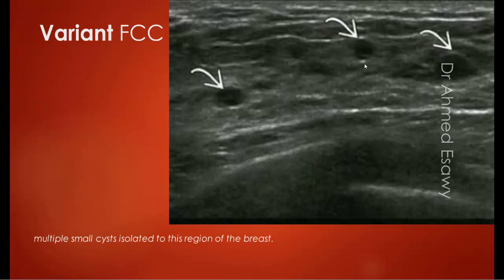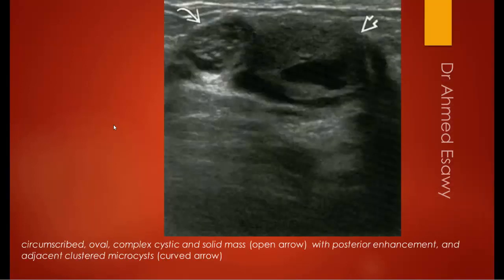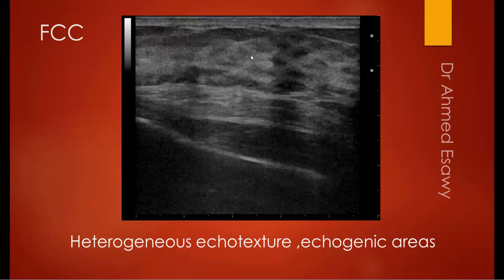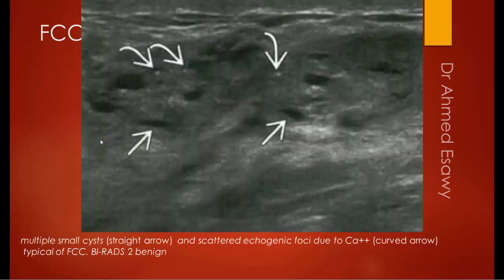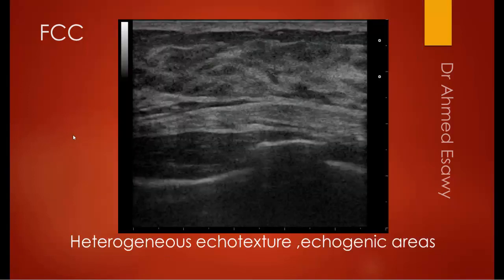Variant fibrocystic change, multiple small cysts isolated to this region of the breast. Circumscribed oval complex cystic and solid mass, posterior enhancement and adjacent clustered microcysts. Heterogeneous echotexture and echogenic areas due to fibrosis. Multiple small cysts. Scattered echogenic foci due to calcification. Typical fibrocystic change, BI-RADS 2, benign.